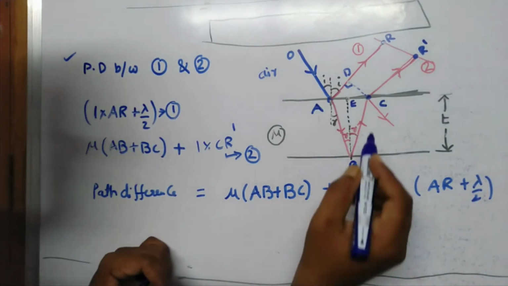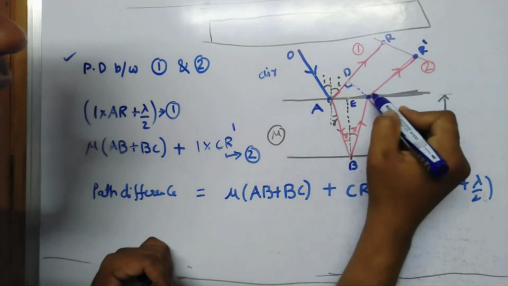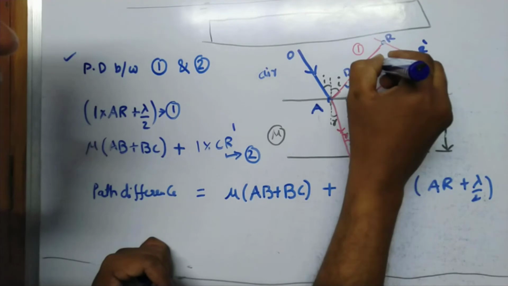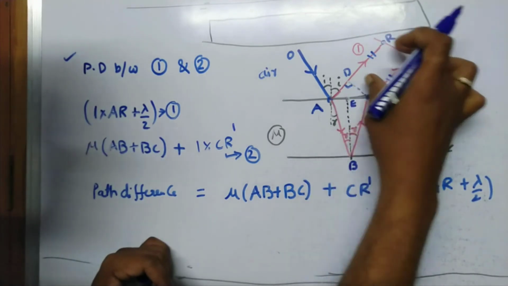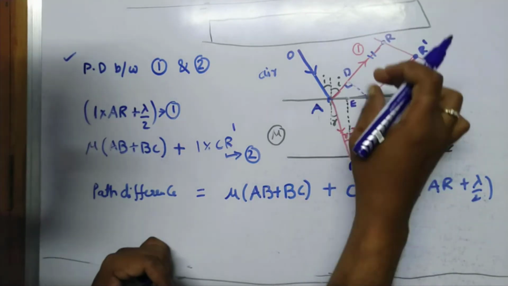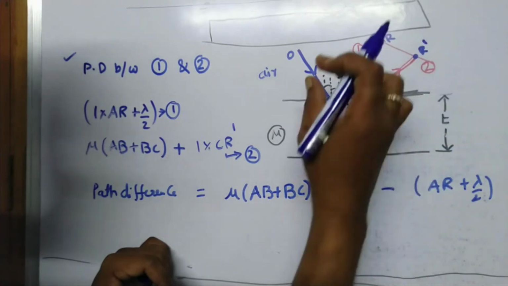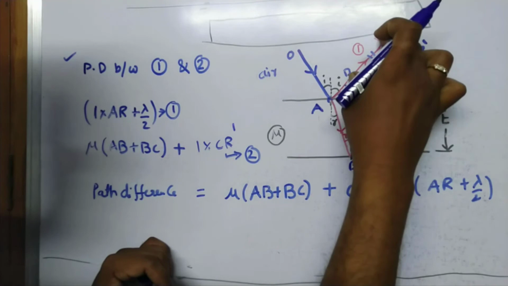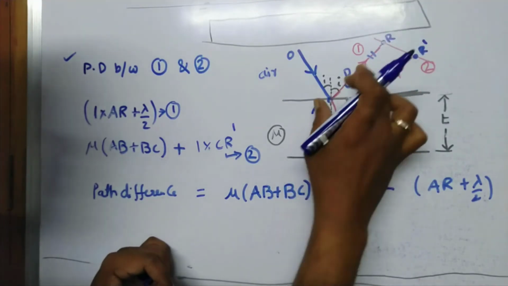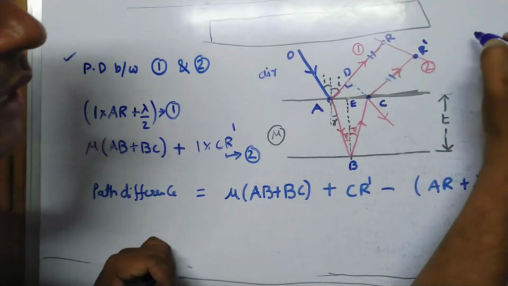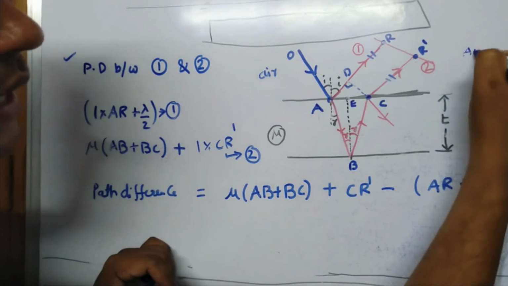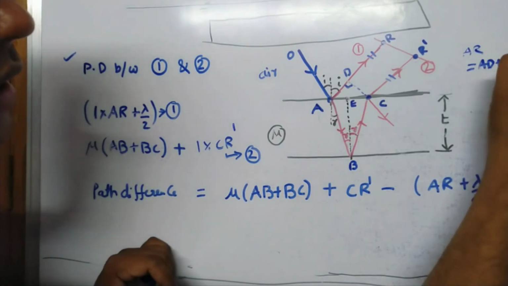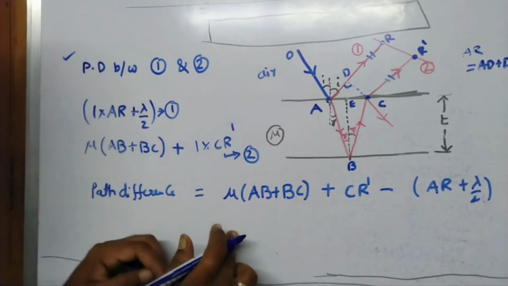But if you see here, DR and CR dash are both equal. This and this are the same length. If you draw the normal, the same length is there. So it is a parallel one. Then AR we can write as AD plus DR. Instead of AR we can write AD plus DR.